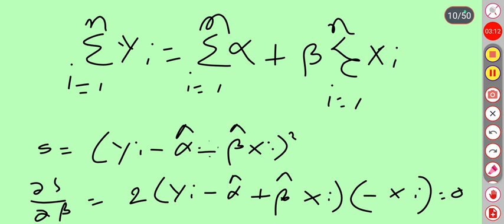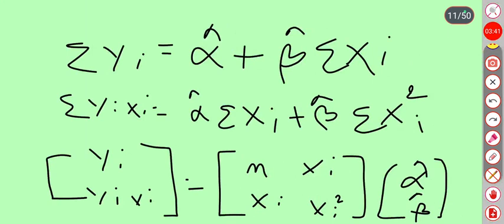S is equal to summation yi minus alpha hat minus beta hat xi square. Taking the derivative with respect to beta and getting the value, it is equal to 2 times summation yi minus alpha hat minus beta hat xi into minus xi, and this is equal to 0. This is the first order condition.